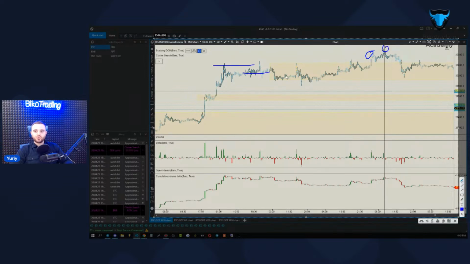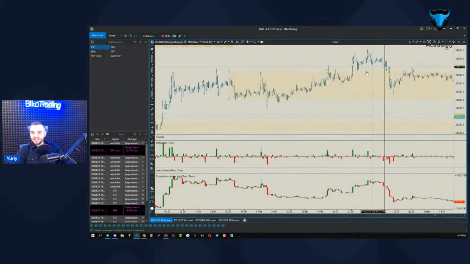Imagine you took a short in the middle of this range. And when price does such a re-high and you sit in a short, what will happen with your position? In most cases, they will take the stop losses of short sellers. And because of that, you're forced to buy back.